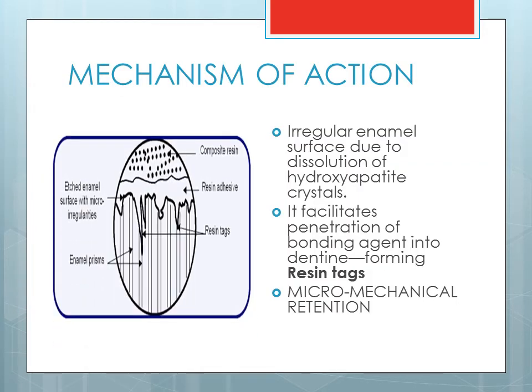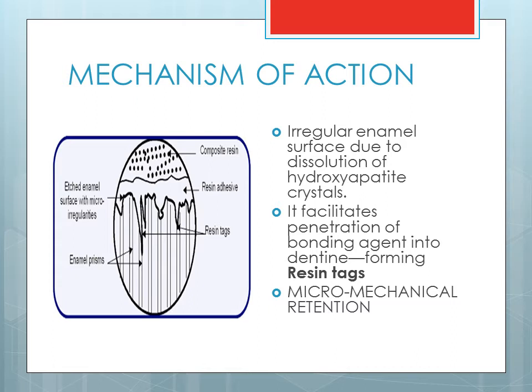So what is the mechanism of action? Irregular enamel surface due to dissolution of hydroxyapatite crystals. Obviously, the enamel is getting irregular and roughened. Hydroxyapatite, which you know is the main component of enamel, dissolves, and when it starts dissolving, the enamel tubules open up, there is an increase in the surface area, and this facilitates the penetration of bonding agent, forming resin tags.